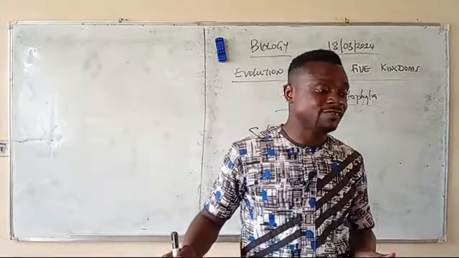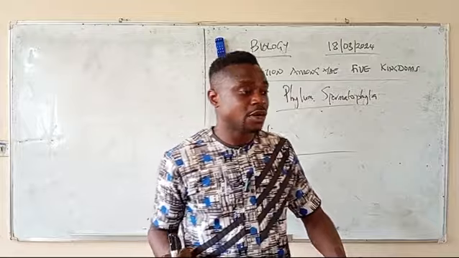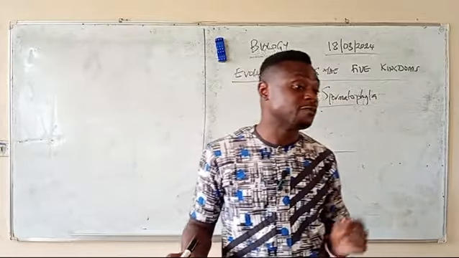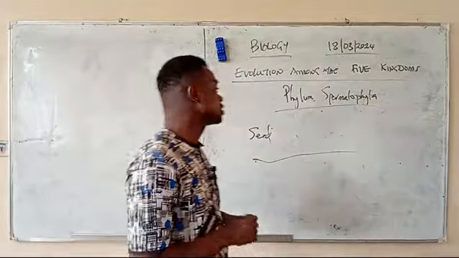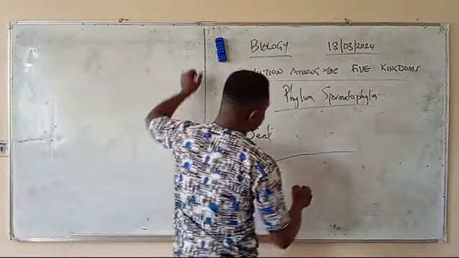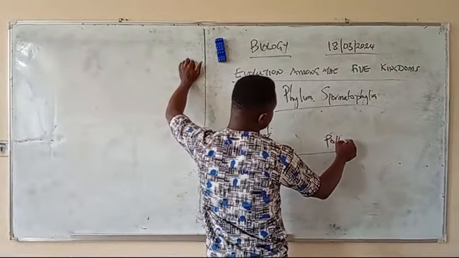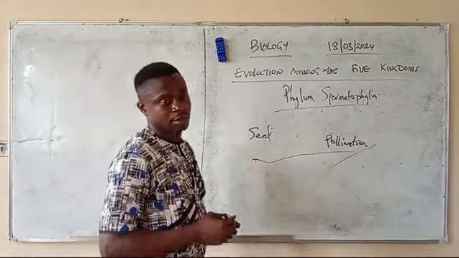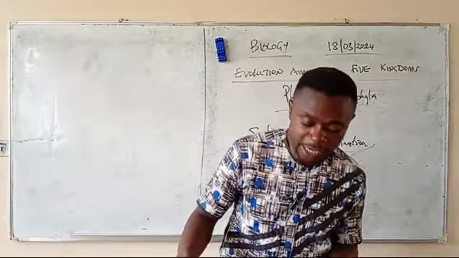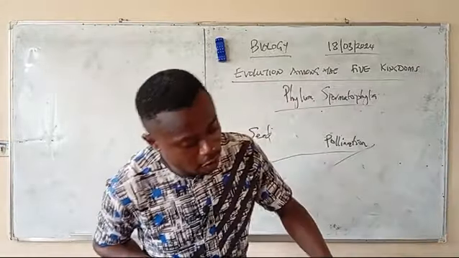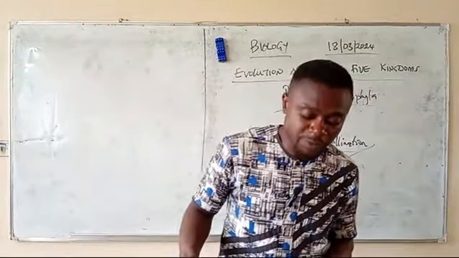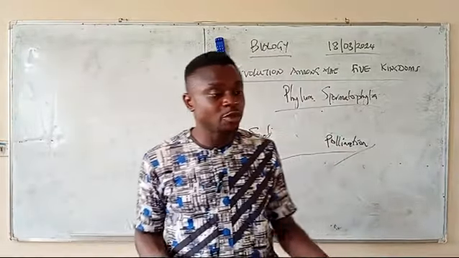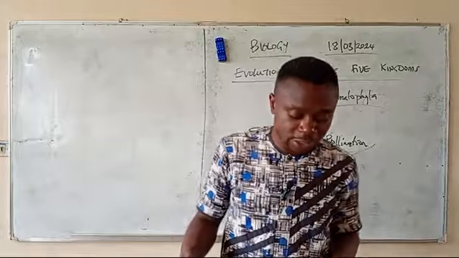So how does fertilization occur? Their fertilization is brought about by what? Pollination. Note that point. Their fertilization is brought about by pollination. Of course, after pollination, what happens? There'll be growth of the pollen tube.